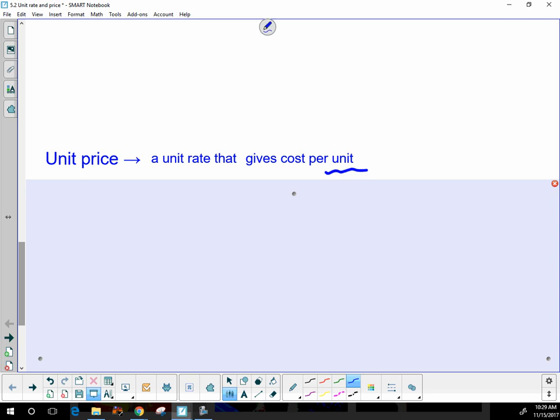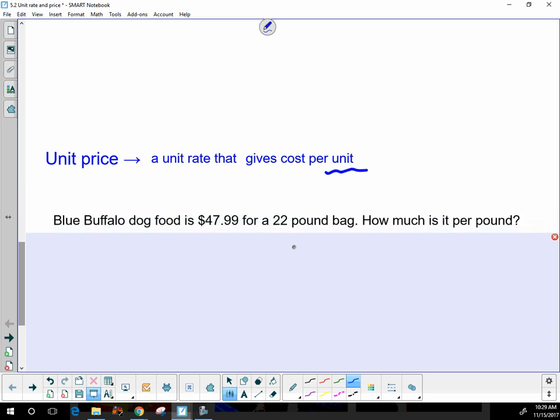And let's talk about units things are sold in. Gas is sold by the gallon. So is milk. Some things are sold by the pound. Some things are sold in ounces if they're not quite as big as a gallon, okay?